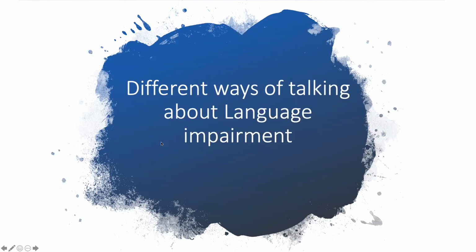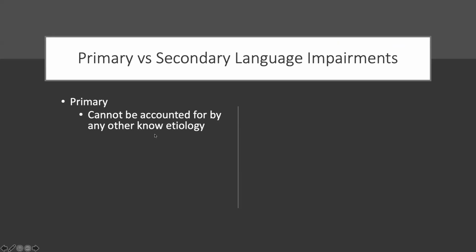Okay, so let's first jump into the different ways of talking about language impairments. One of the main ways is saying whether it is a primary or secondary language impairment. When we say it's a primary language impairment, it means that it cannot be accounted for by any other etiology. For example, if a child is going through life and as their language is developing, it seems like they have a reduced ability to learn syntactic forms, but everything else seems okay, they seem pretty good cognitively, they seem like happy, normal children, then you usually would say that language feature is a primary language impairment.